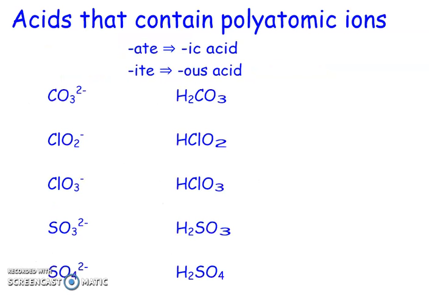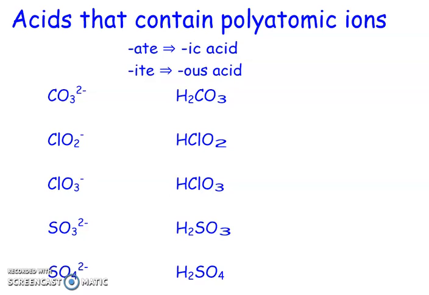Acids that contain polyatomic ions are going to be named a little bit differently. They are not going to start with hydro. And if you do accidentally start them with hydro, sometimes you're actually naming a different acid. So make sure if it has a polyatomic ion in it, do not start it with hydro. What you're going to do is look at the ending of that polyatomic ion name. If that polyatomic ion ends in -ate, you're going to change the ending to ic acid. If it ends in -ite, you're going to change it to us acid.